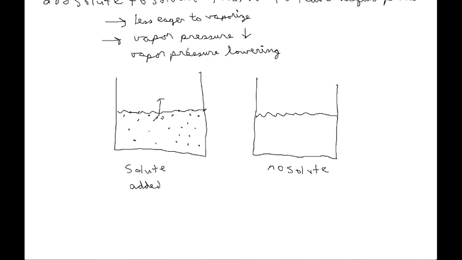Technically, the boiling point is where the vapor pressure equals the atmospheric pressure. So if the vapor pressure is lower, you need a higher temperature to reach that boiling point. You could also use that to explain freezing point depression, but that's a little bit more subtle, so we don't need to get into that.